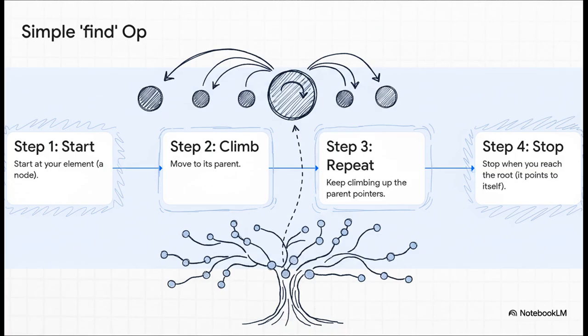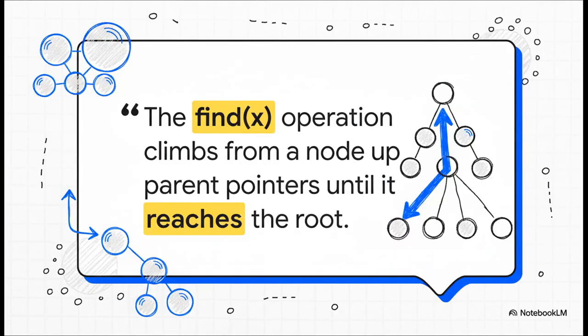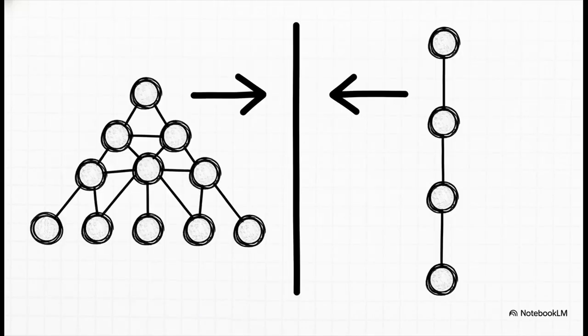You start at whatever node you're interested in, and you just climb. You go to its parent, then its parent's parent, and you just keep following that chain up until you hit a node that points to itself. That's the root. It's the ultimate boss of that entire set. Yep, that's the core of it. The find operation is really just a journey from a child up to its parent, and so on, all the way to the top. But here's the catch.